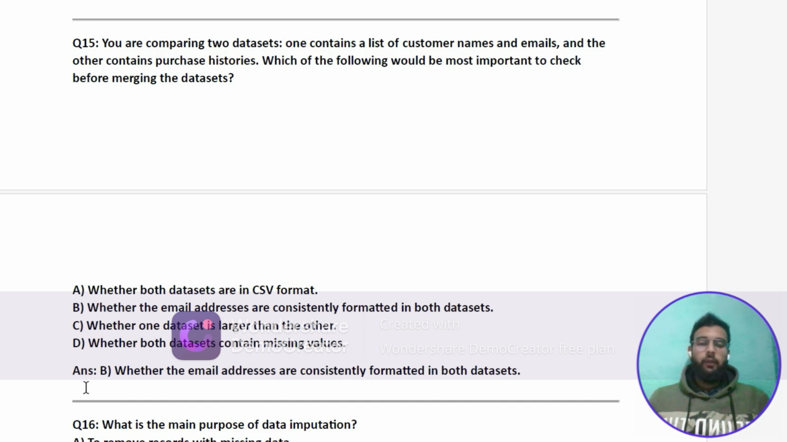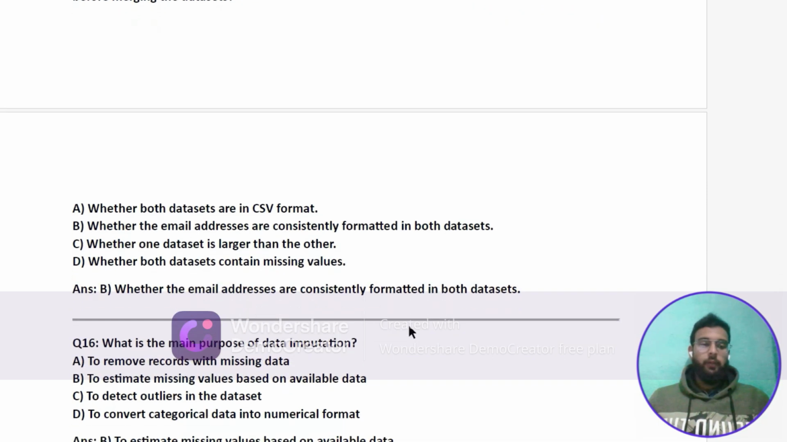So the correct answer for this is option B, whether the email addresses are consistently formatted in both datasets.